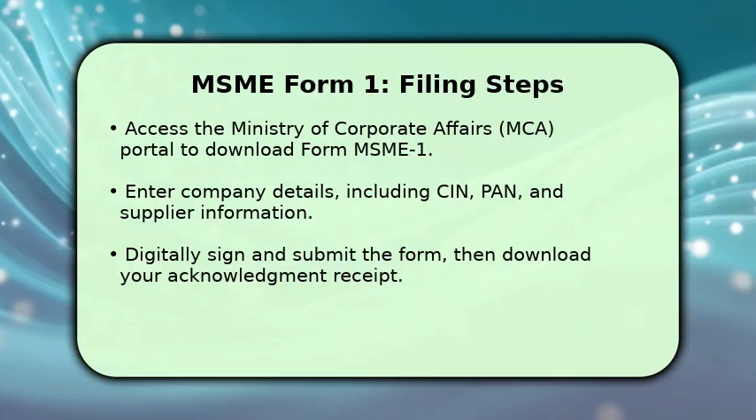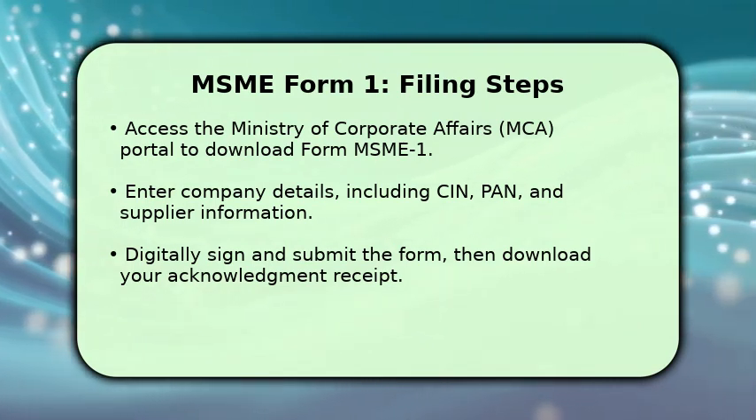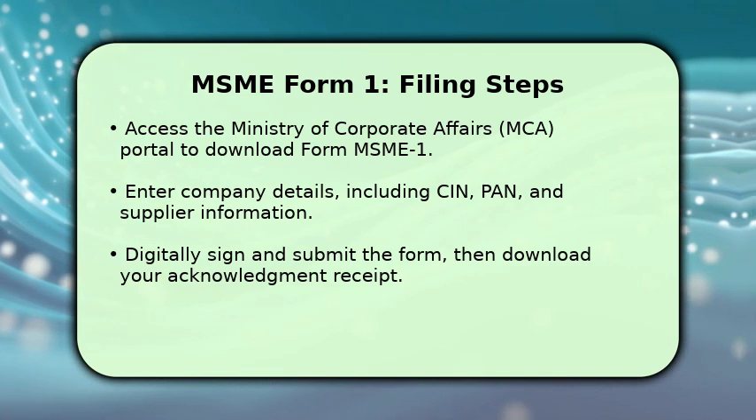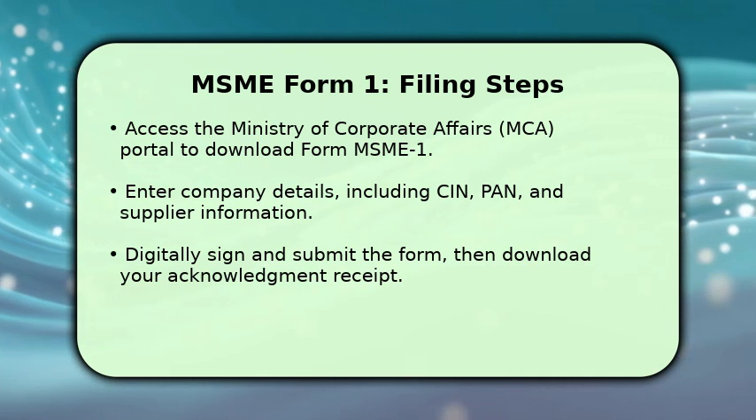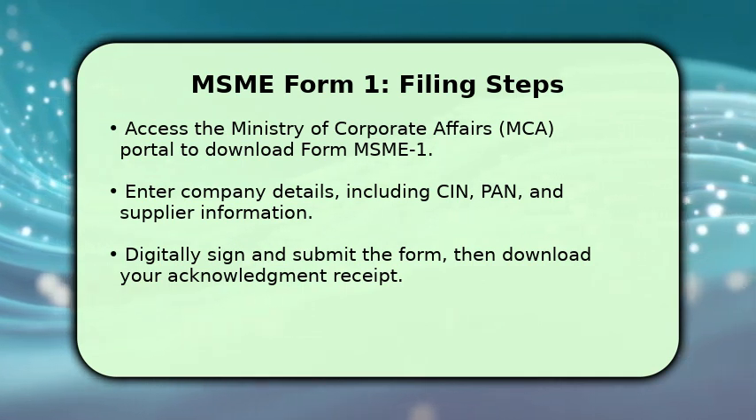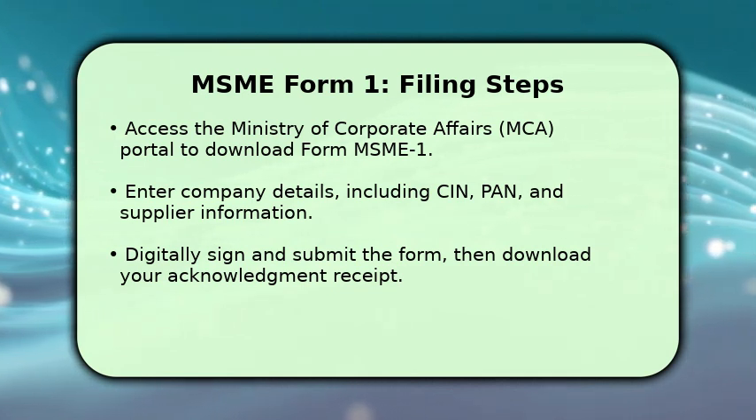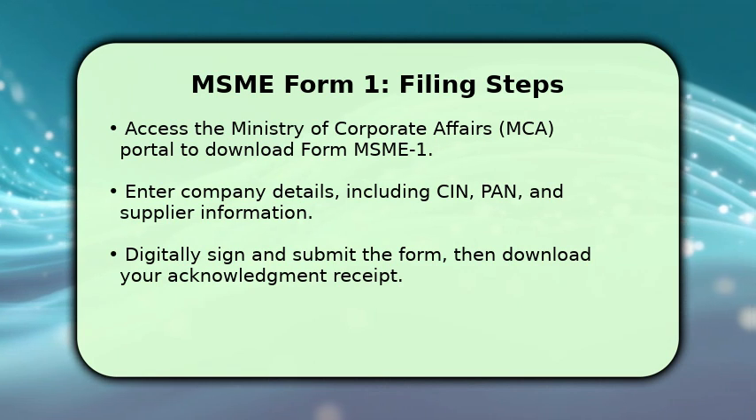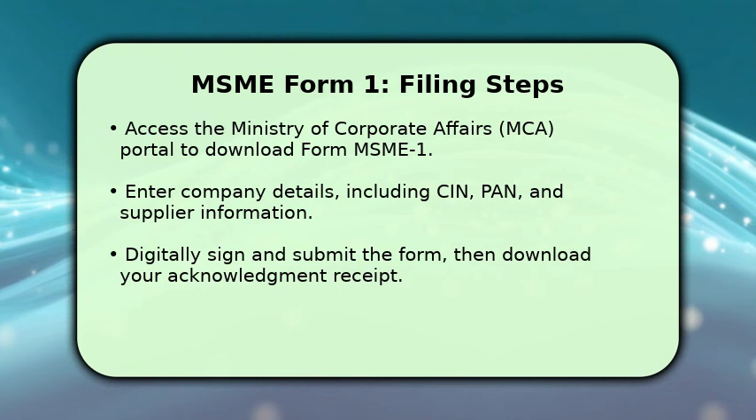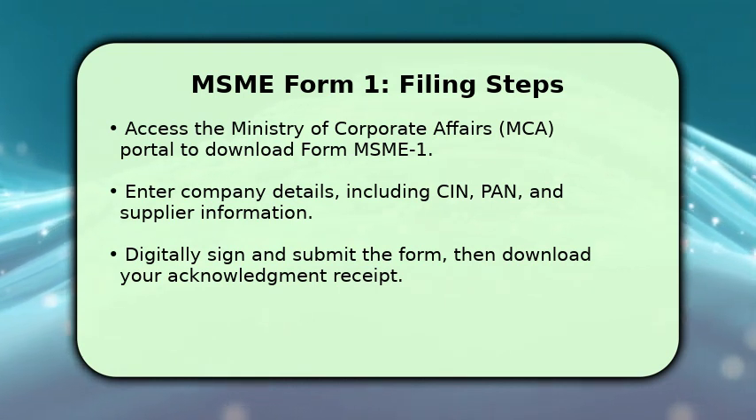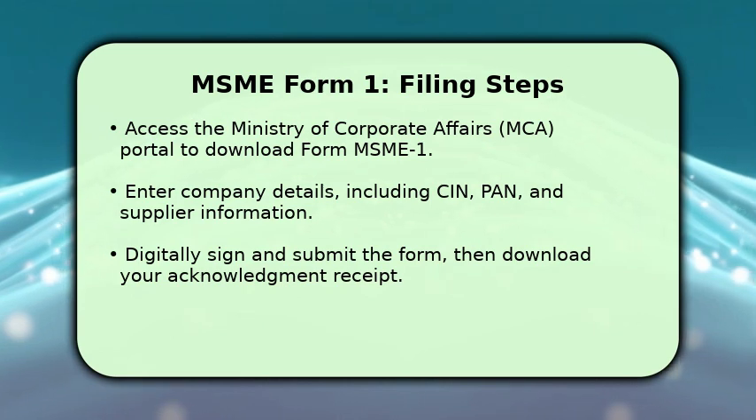To file MSME Form 1, begin by visiting the Ministry of Corporate Affairs portal and downloading the correct form. Next, accurately fill in your company's corporate identification number, permanent account number, and detailed information about your MSME suppliers, including outstanding amounts and reasons for any delays. After carefully reviewing all entries, digitally sign the form with an authorized signatory certificate and submit it online. Remember to download and save your acknowledgement receipt for future reference.